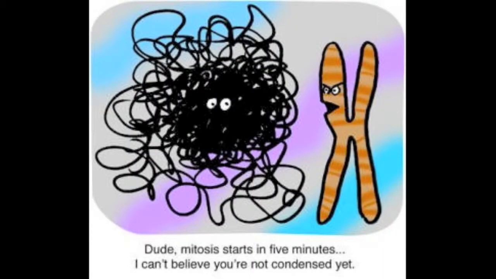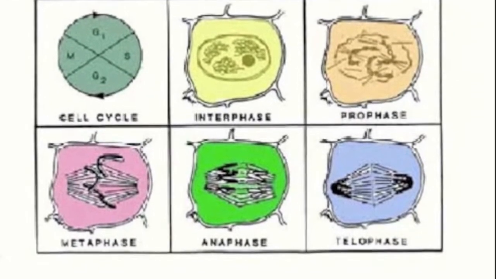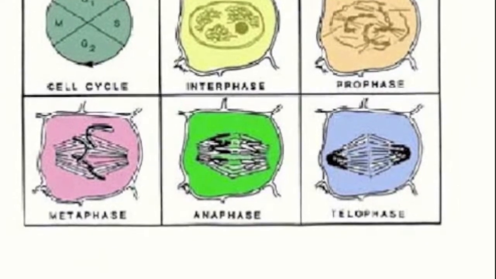Mitosis is the process of nuclear division that occurs in eukaryotic cells. It is divided into 4 stages: prophase, metaphase, anaphase, and telophase. The end result is 2 daughter cells, which are called diploid cells. The diploid cells are genetically identical to the parent cell and contain 46 chromosomes.